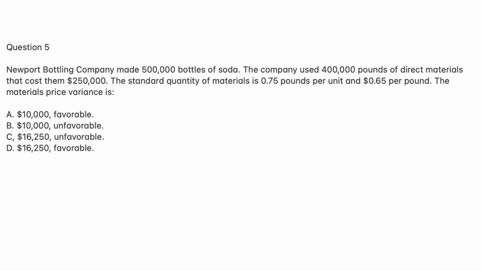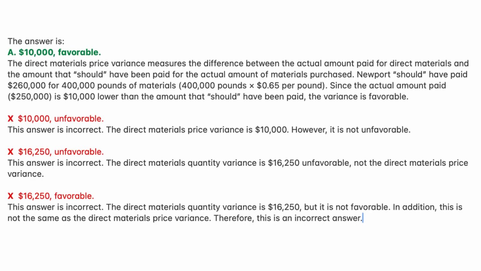Question 5. Newport Bottling Company made 500,000 bottles of soda. The company used 400,000 pounds of direct materials that cost them $250,000. The standard quantity of materials is 0.75 pounds per unit and 65 cents per pound. The materials price variance is A. $10,000 favorable, B. $10,000 unfavorable, C. $16,250 unfavorable, D. $16,250 favorable. The answer is A.